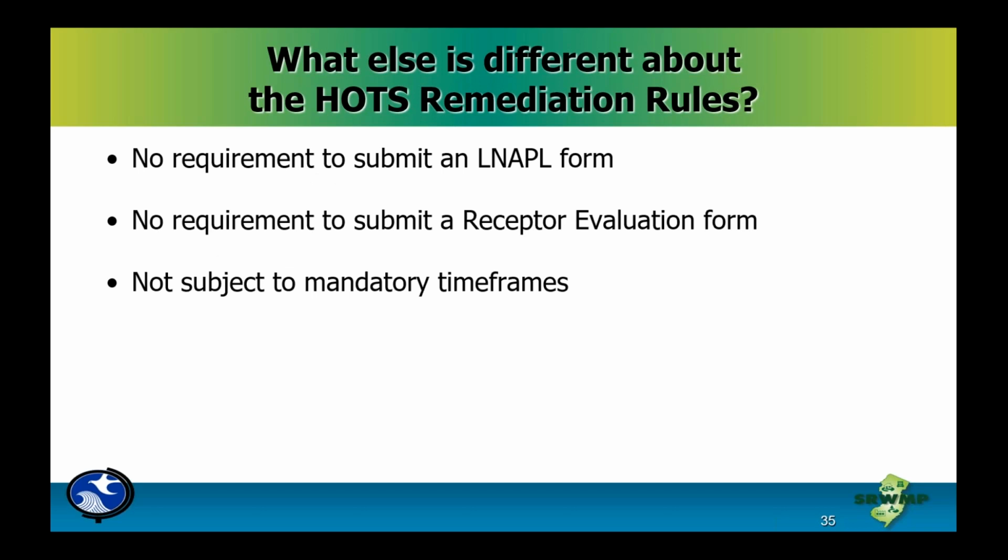There's no requirement in UHOT to submit an LNAPL form. There's no requirement to submit a receptor evaluation form, and they're not subject to mandatory timeframes. The only real time frame that UHOT has is dealing with free product. And we understand that it's a waiting game. Most of the time you're waiting for us and you're waiting for money. So we want you to get out there. You're the people out on the site. You're making the decisions. We want you to stabilize that site if it's something that's not going to continue and be done within the next couple days. We want you to stabilize that site as best as possible so you don't come back 3 years from now when they get their grant funding and the plume has moved halfway down the street.